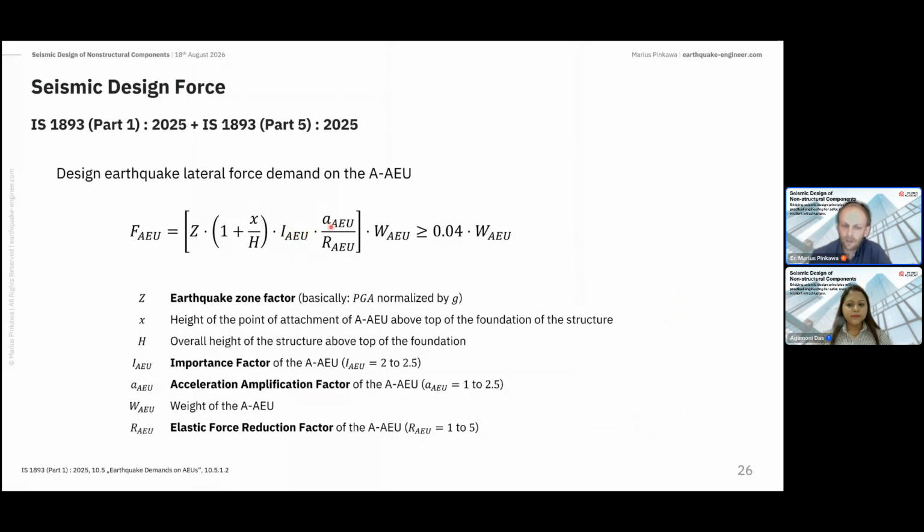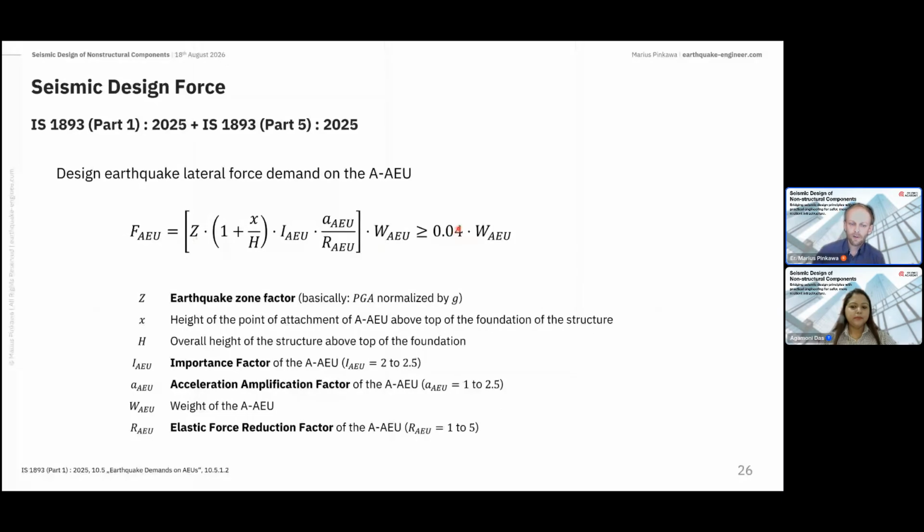Then we have the resonance factor, or the dynamic amplification factor. And then we have a factor called the elastic force reduction factor. It takes into account the energy dissipation capability, the ductility capability, and also some overstrength of the non-structural component, so we can reduce the acceleration acting on the component. And this is then, let's say, the PCA, the peak component acceleration, multiplied with the weight of the component. There is a lower limit of 4% of the weight.